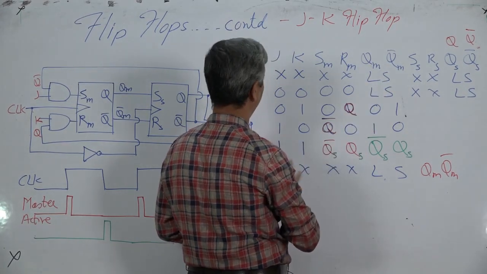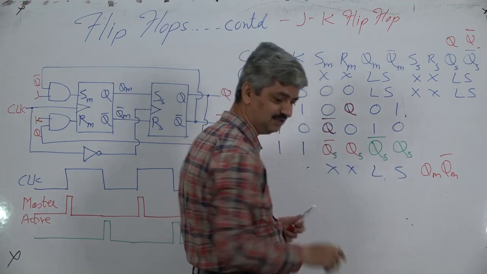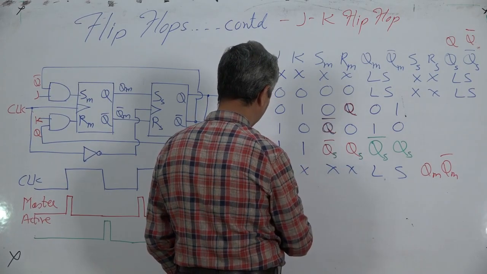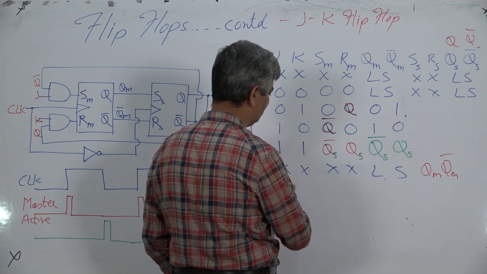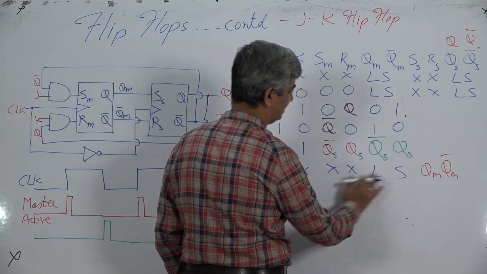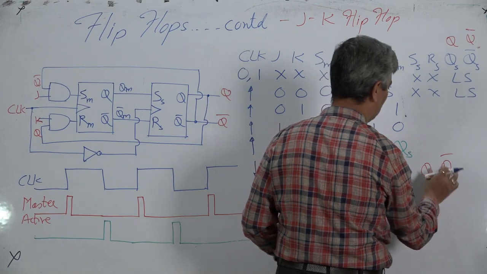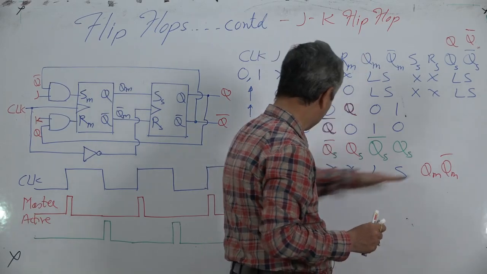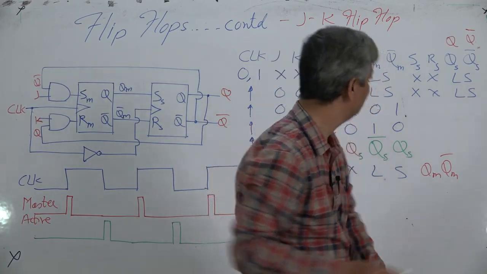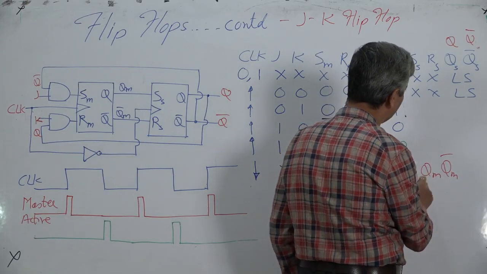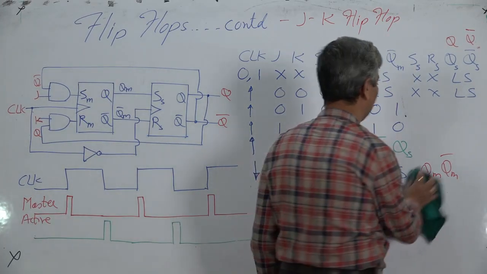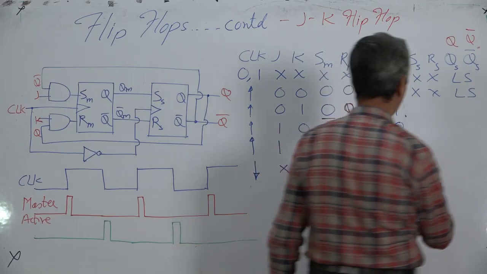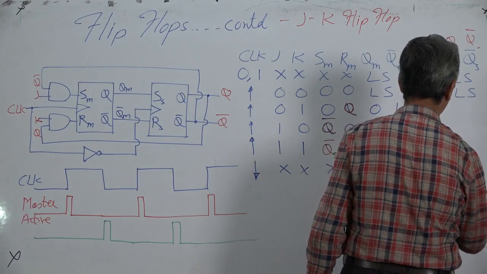At the time of the falling edge, it doesn't check J and K, it doesn't check S and R, it never looks at all these combinations. At the time of the falling edge, the S and R of the slave are the intermediate outputs of the master which were decided during the previous positive edge.